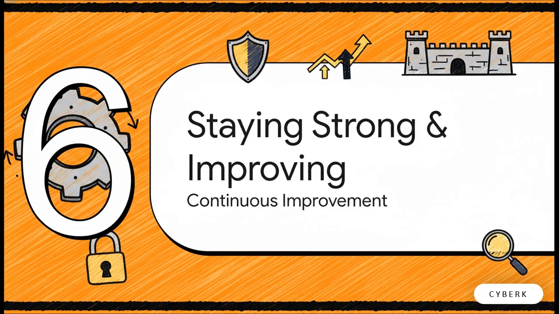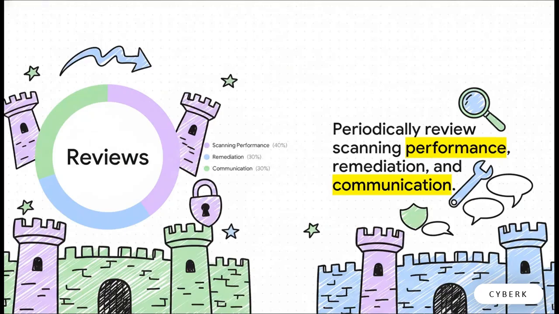And that brings us to the final and maybe most important stage. A fortress is never really finished. The bad guys are always coming up with new ways to attack, so your defenses have to constantly be getting better through continuous improvement. So where do you focus? This chart breaks it down for us. You should constantly be asking, are our scanning tools doing a good job? Are our teams actually fixing things effectively? And is our communication clear and getting people to act? It becomes this data-driven cycle of getting better and better.